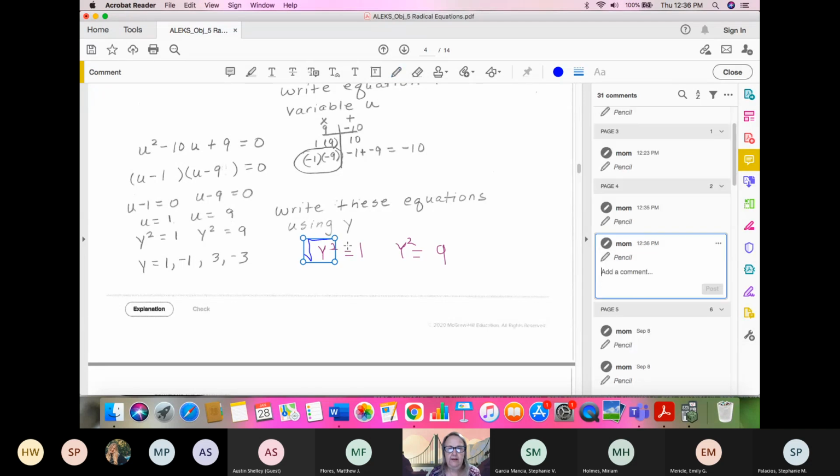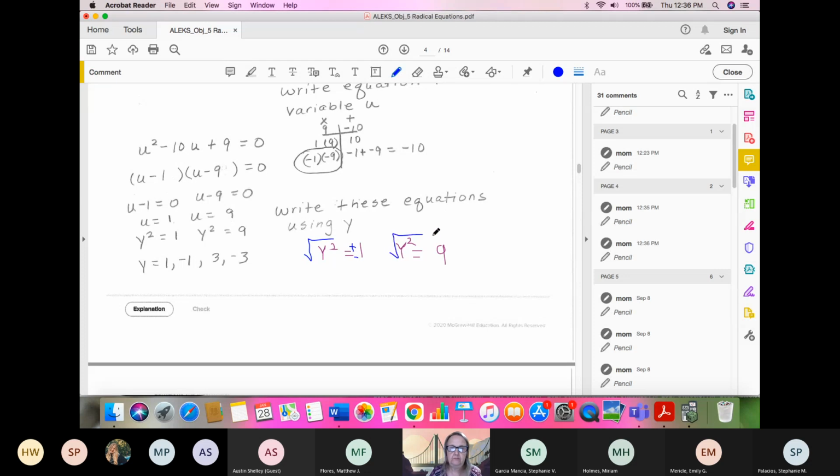And when we do that, we've got to put plus or minus on one of the sides. So I'm going to squeeze in a plus or minus here. Take the square root of this side. Squeeze in a plus or minus here, a little bit easier to do over here. And we have to take the square root of this side too.